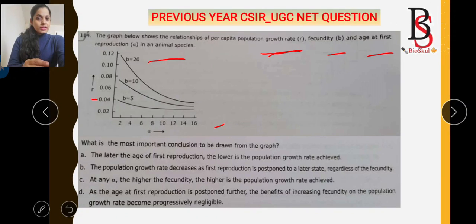After analyzing this question, the correct option is option D. As age at first reproduction is postponed further, the benefits of increasing fecundity, that is B, on the population growth rate become progressively negligible. Here you can see, as the age at first reproduction increases, the benefit of increasing fecundity on population growth rate gradually decreases. So the correct option is option D.